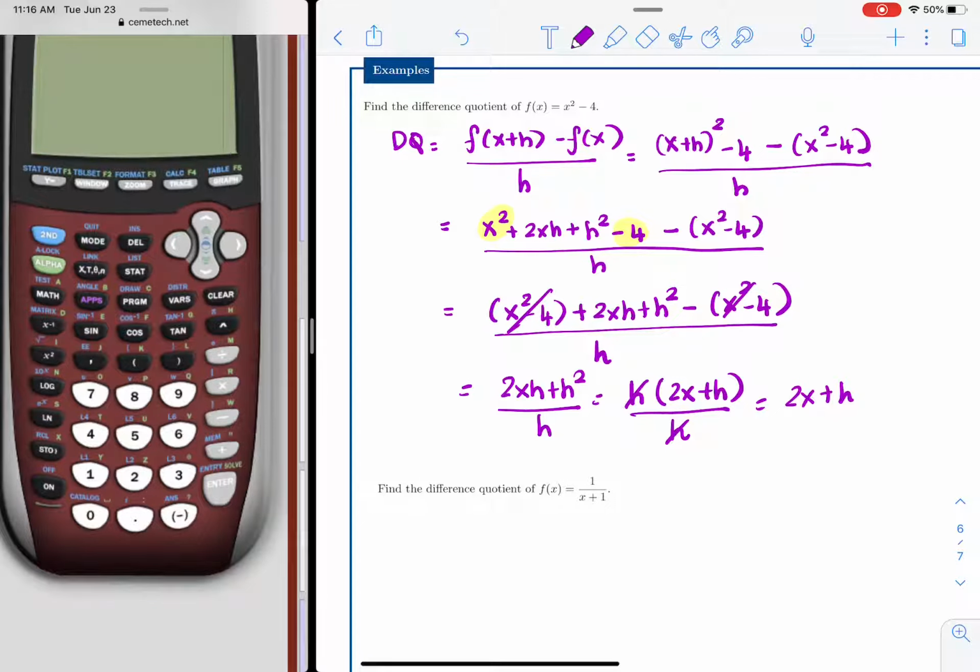Something interesting happened if you observe carefully. f of x is x squared minus 4, and when we found the difference quotient, that x squared minus 4 got cancelled. So it just went away. If we do everything properly, the original function will disappear when we find the difference quotient. That is a key thing to notice.